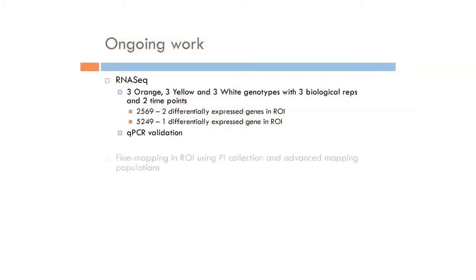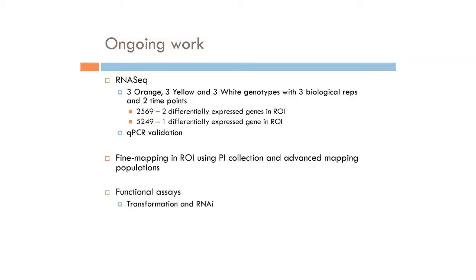This expression work is being verified with quantitative PCR. Fine mapping is being conducted in the region of interest using a genome-wide association panel. So we're using some materials from the plant introduction collection to further narrow this region, as well as advanced mapping populations. And then we are in the process of initiating the functional verification of our candidates, both through rescue experiments or transformation, and knockdown experiments with RNAi, or perhaps looking into the CRISPR-Cas9 system.